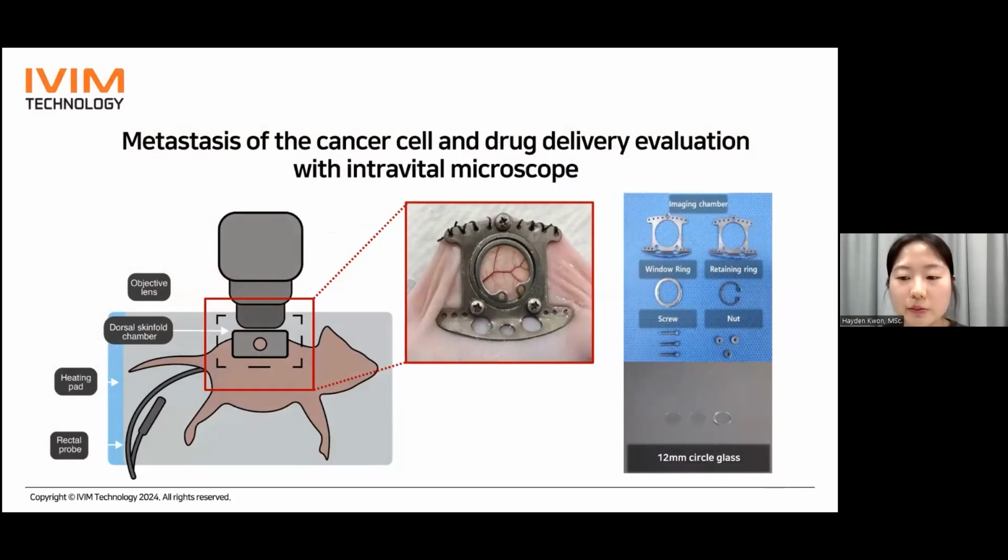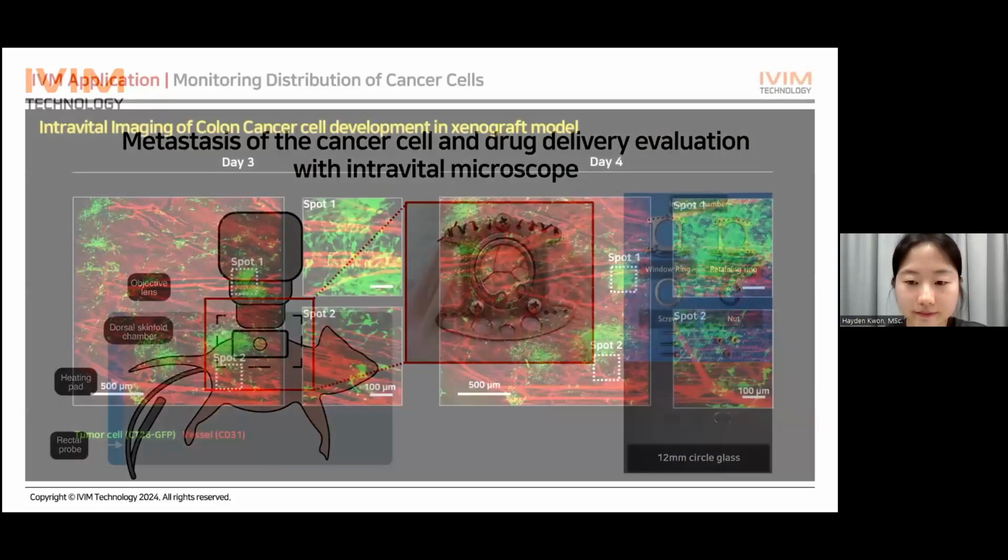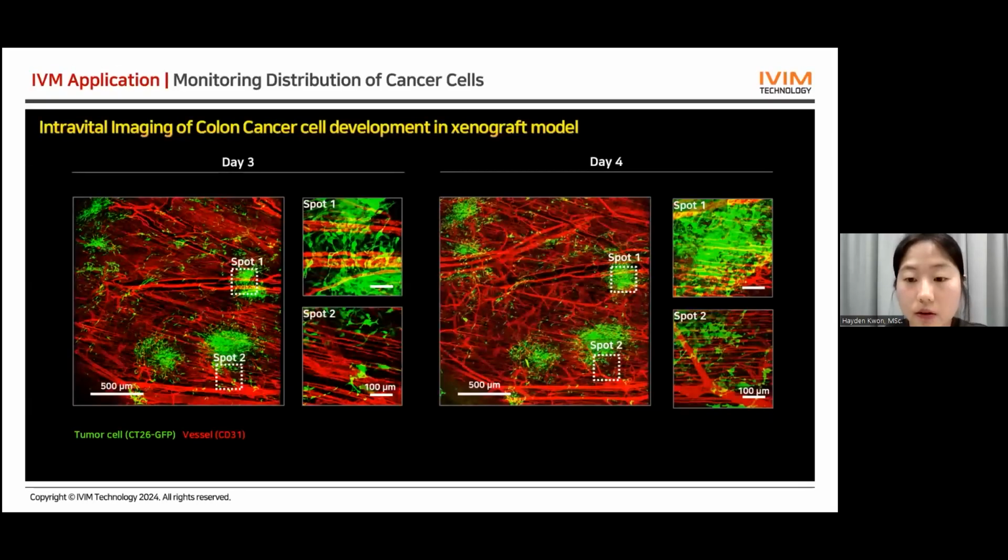So certainly, let me proceed to present the result images obtained through in vivo microscopy depicting the growth of cancer cells within tissues and the efficacy of the drugs. For this study, we inserted a dorsal skin fold chamber and injected CT26 GFP colon cancer cells expressing GFP. Imaging was conducted on day 3 and 4 post-injection.